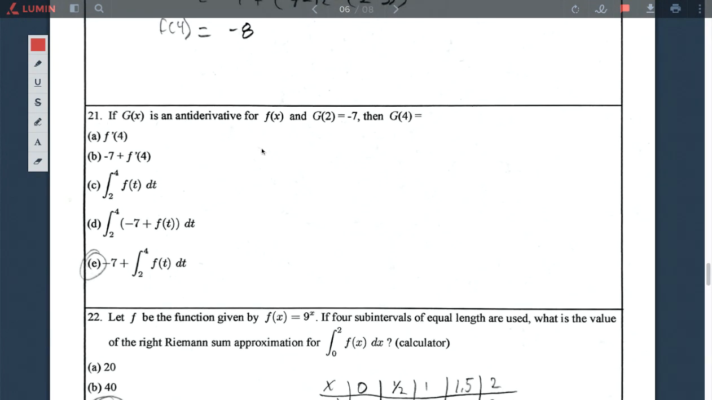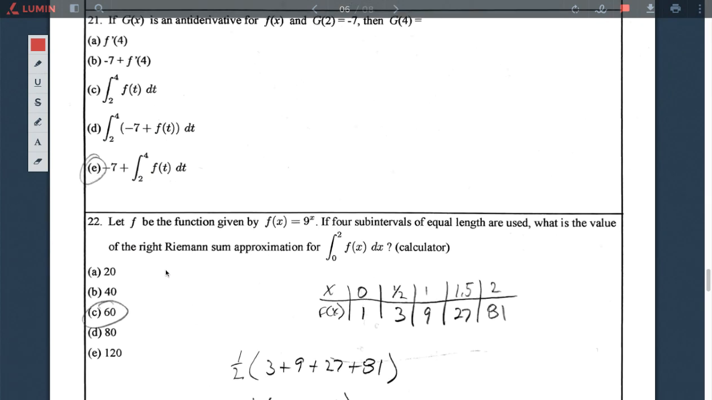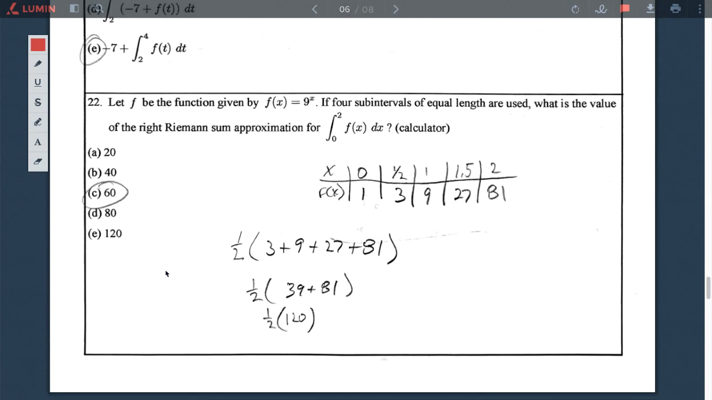This one is very similar to the last problem. We want to find g of 4. They give me g of 2 equals -7. So that means we need to start with -7, and then we need to go from 2 to 4. So we start with -7, and then we go from 2 to 4, integrate f. There's my answer. Pretty straightforward.